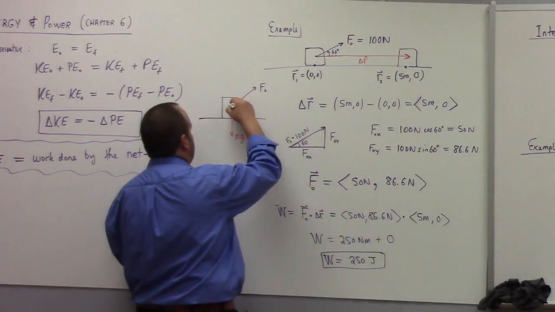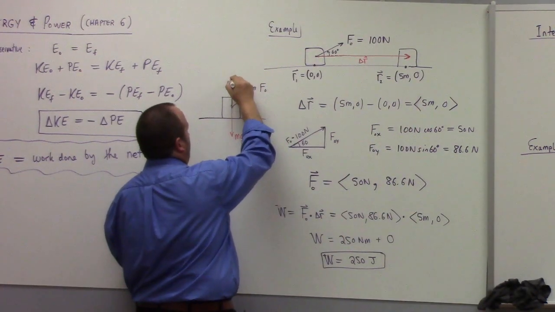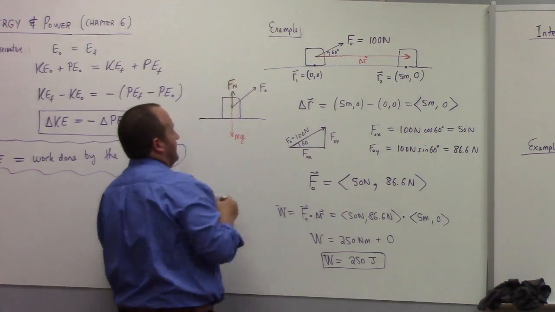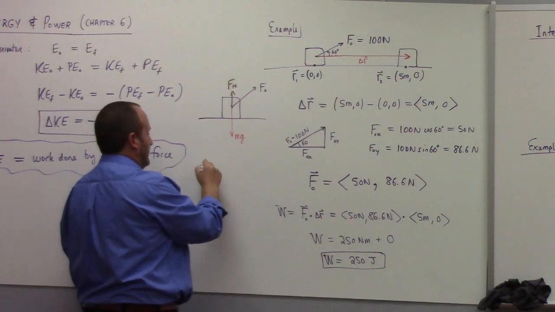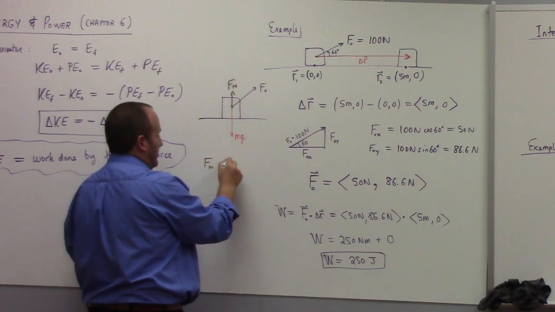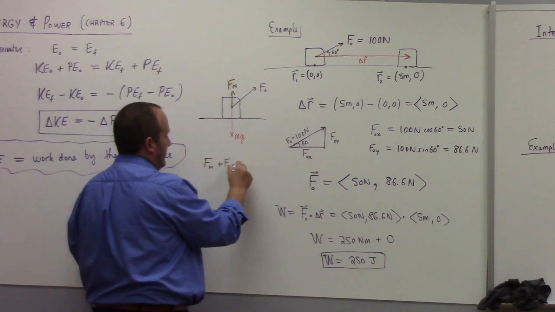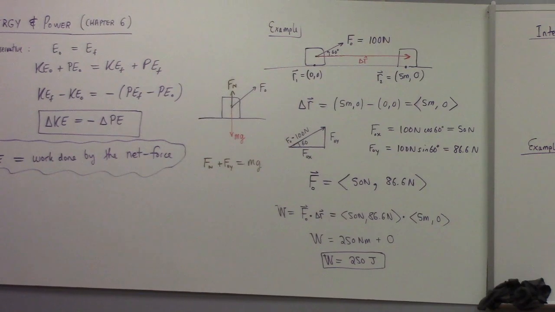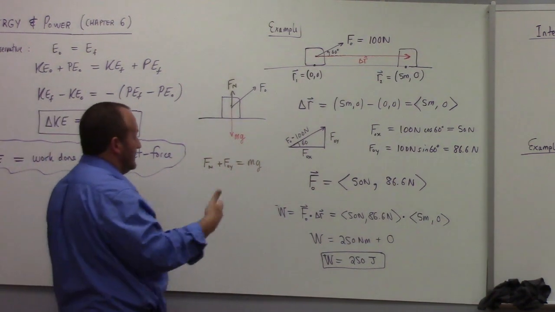But you know what happens here? What we have is that the normal force plus the y component of F is equal to mg, right? Those balance out because the box is not accelerating off the plane, right? But that doesn't really have much to do with what we're doing. So my question to you is, what is the net force though?